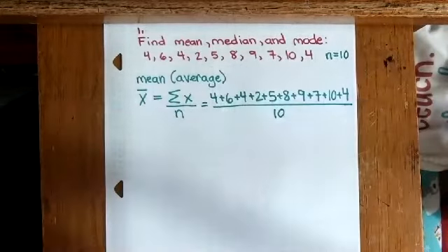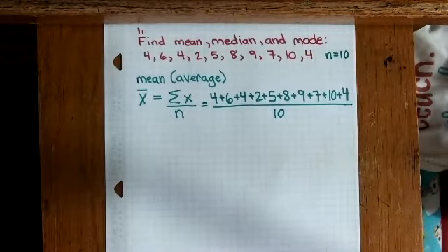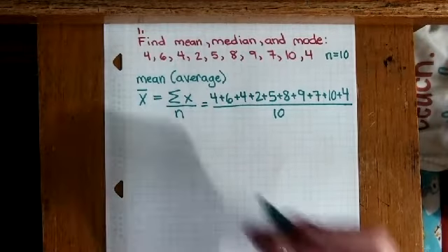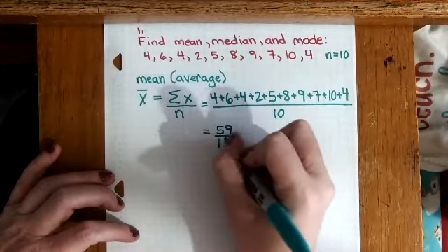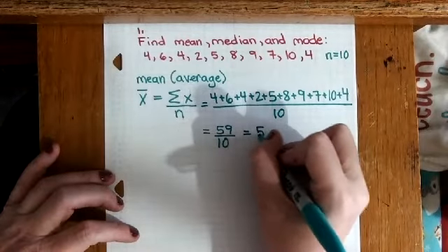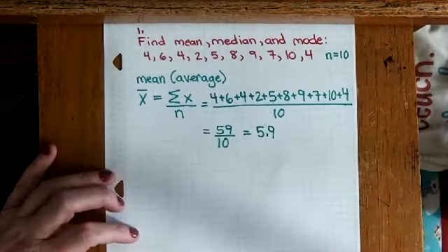10 entries. So if we sum the data points, we get a sum of 59 divided by 10, which gives us a mean of 5.9.